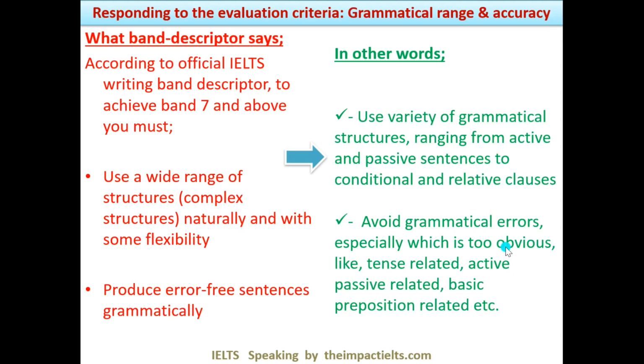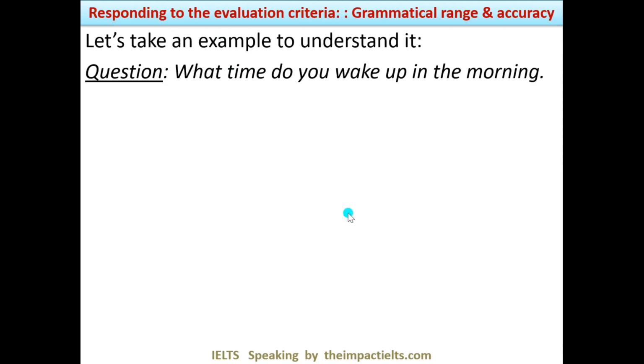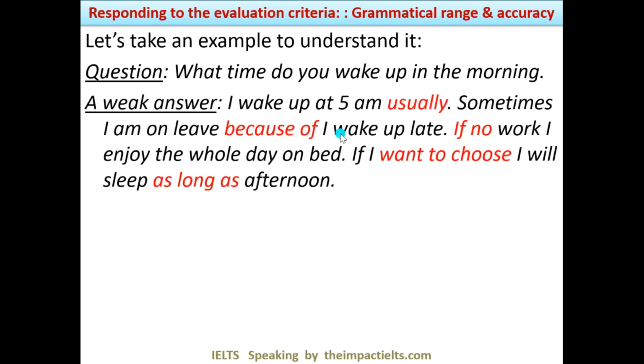You have to use a range of grammatical devices, right? And you don't have to make mistakes if you're looking for a higher band score. So let's try to understand it with an example. Here's the question: what time do you wake up in the morning? That is the question, right? Now, as I did earlier, you have got two versions of answers. First is the weaker version. The second one is a better version. And again, this particular part is focused on grammatical range. So let's look at the first version.